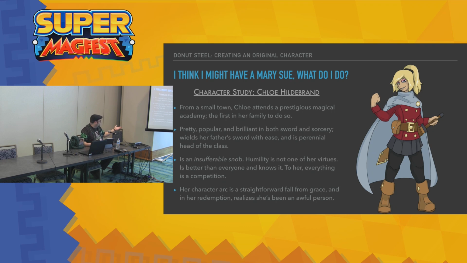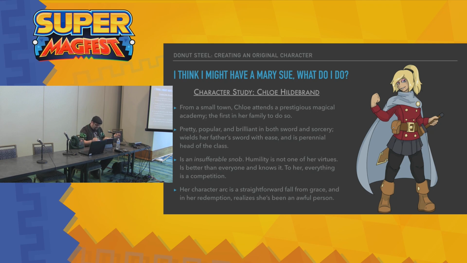So far, before we get to parts 3 and 4, pretty, smart, popular, goes to a prestigious school, is the only one in her family. Oh, we're hitting all the marks here. We're balancing this out by making her an insufferable snob. Humility is not one of her virtues. She's better than everyone, and she knows it. To her, everything is a competition. "I must demonstrate my superiority to everyone who dares challenge me." She's the meanest of mean girls.